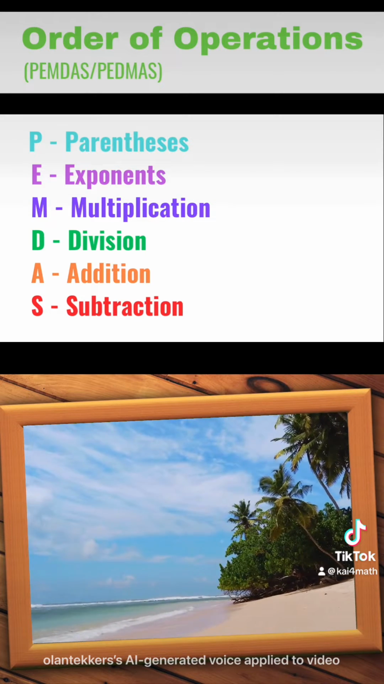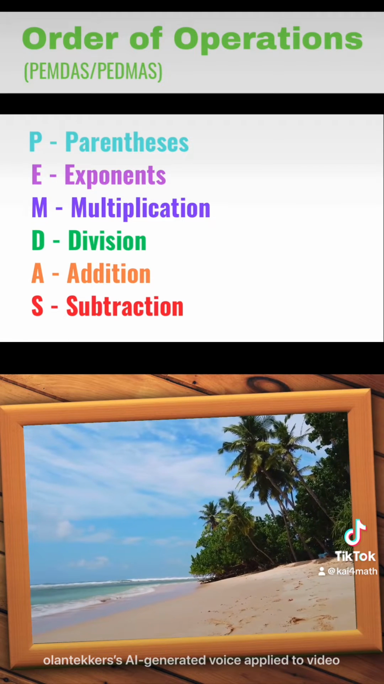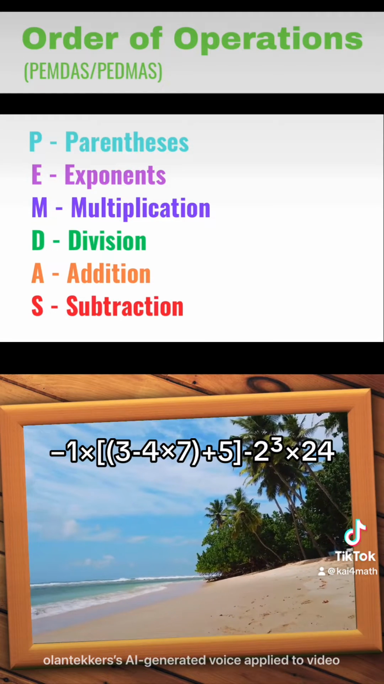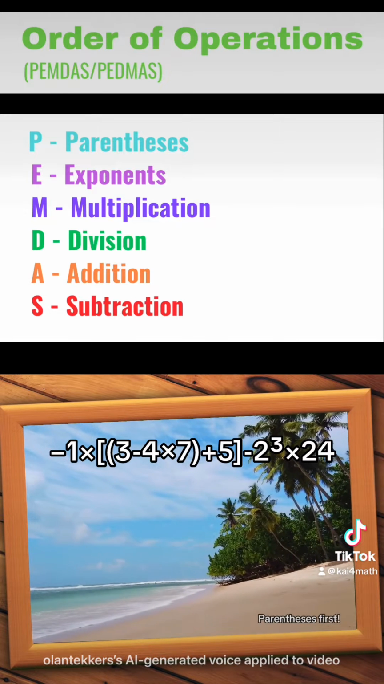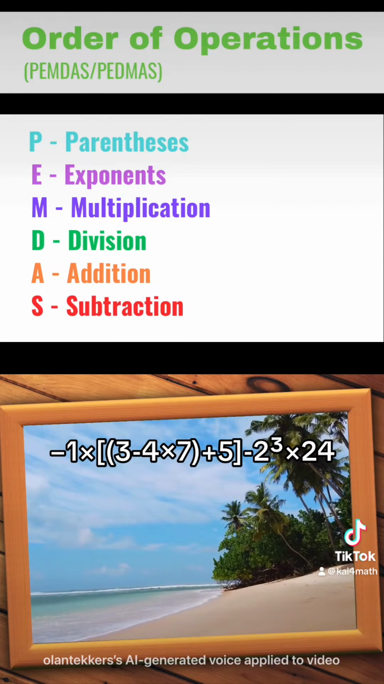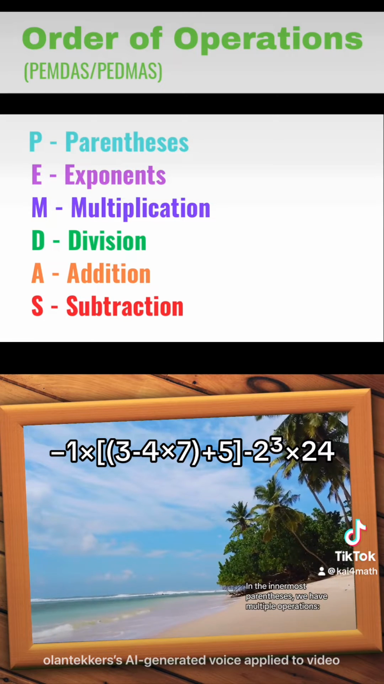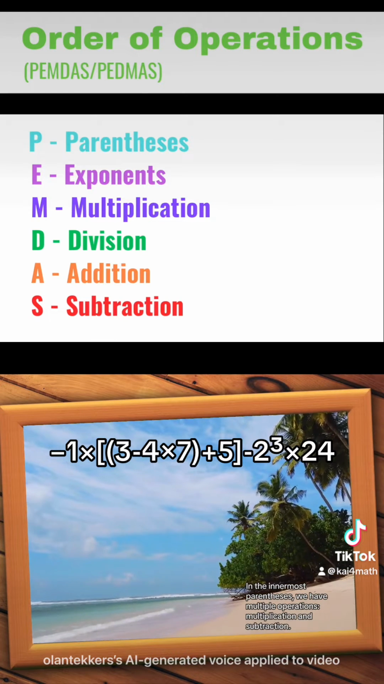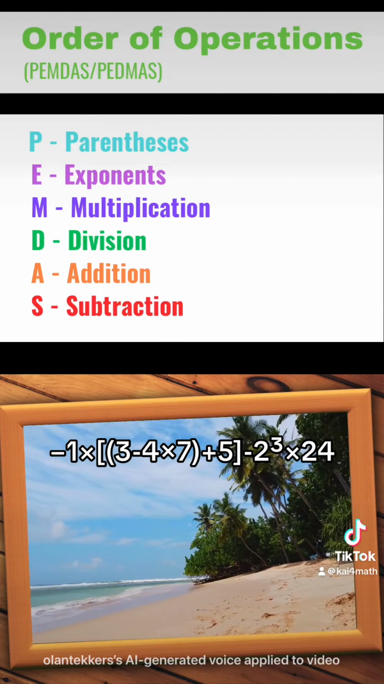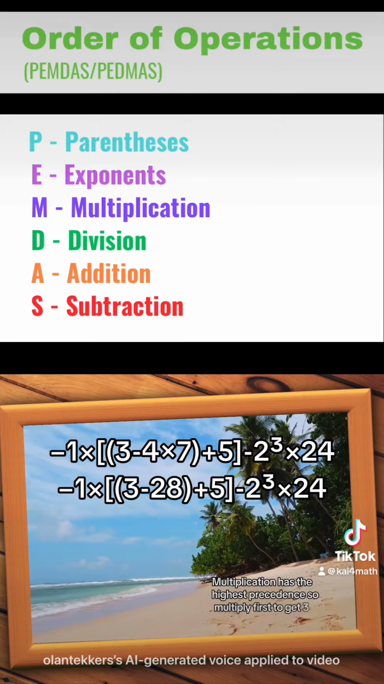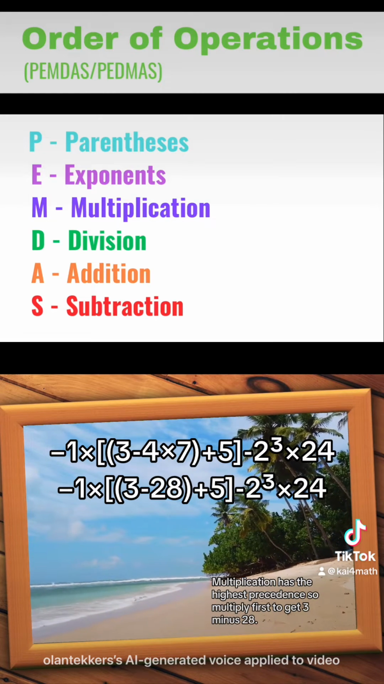Great! Now for an example. Parentheses first. In the innermost parentheses, we have multiple operations, multiplication and subtraction. Multiplication has the highest precedence, so multiply first to get 3 minus 28.